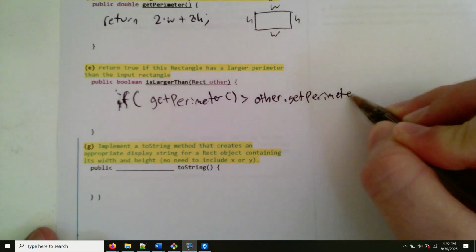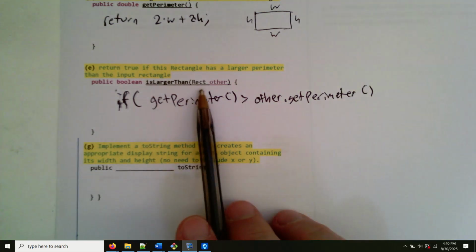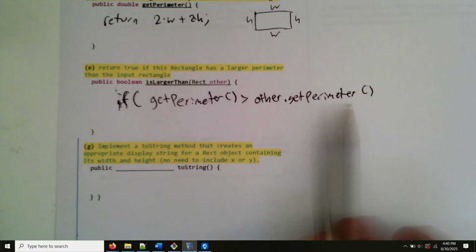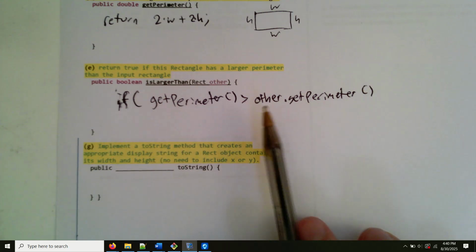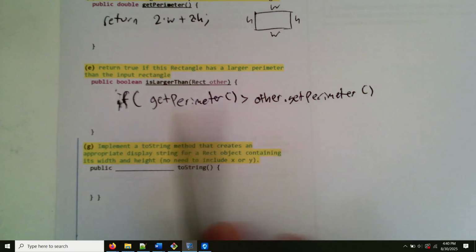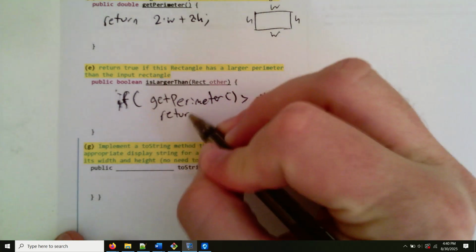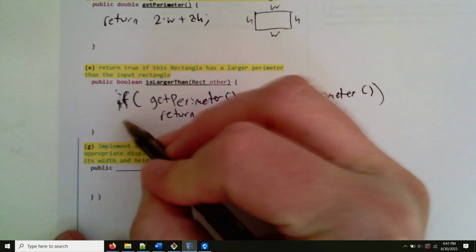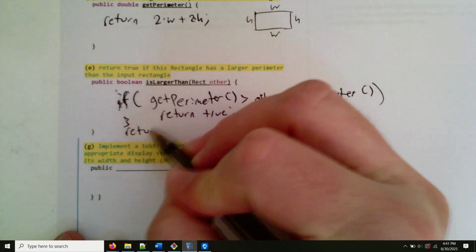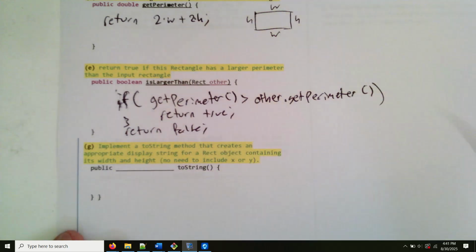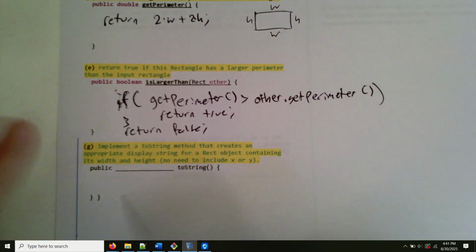Because the other variable is a different rectangle object, I can run rectangle methods on it. So I can ask the other rectangle, what's your perimeter? What's my perimeter? If mine is larger, then we'll return true because I'm bigger. Otherwise, we'll return false. So that would be a fine answer. Check the other video for a slightly shorter way to do it.